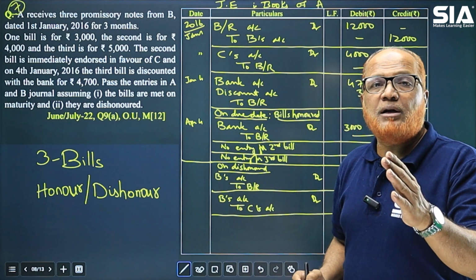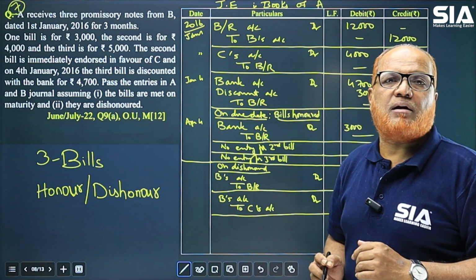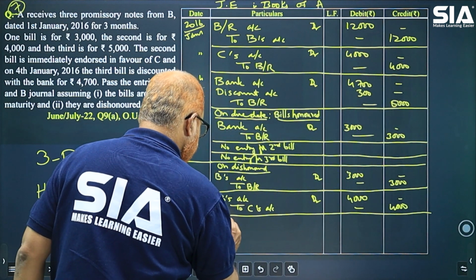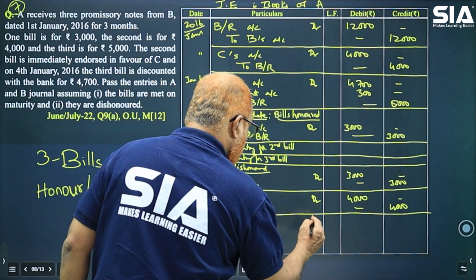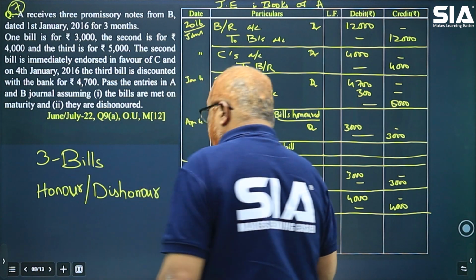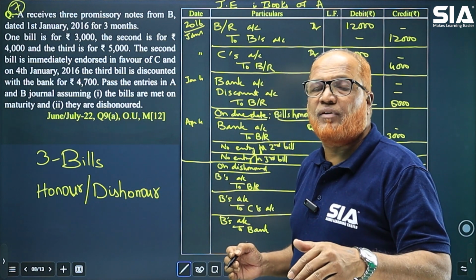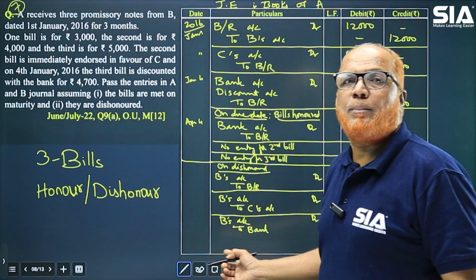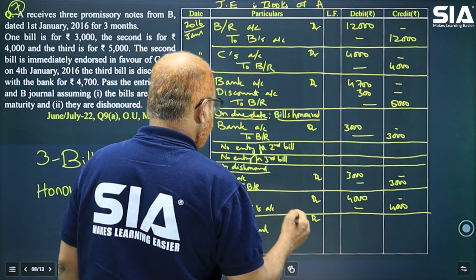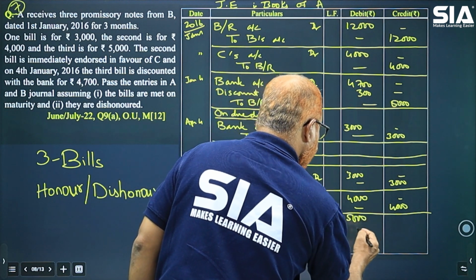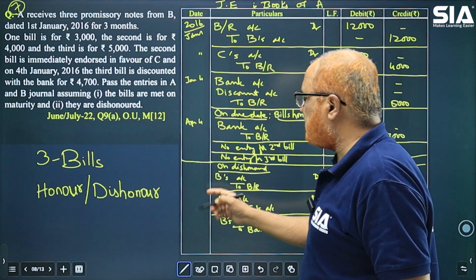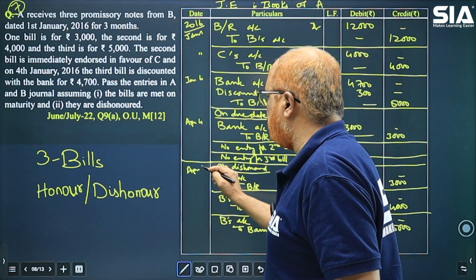Third bill. The third bill was already discounted with the bank and it is dishonored. Now again we debit B's account. B's account debtor to whom should it be given? Bank. A has to get the money from B and A has to pay the amount to the bank because he has already discounted. What is the value of the third bill? It is 5,000. That's all. All these entries are on April 4th, due date.